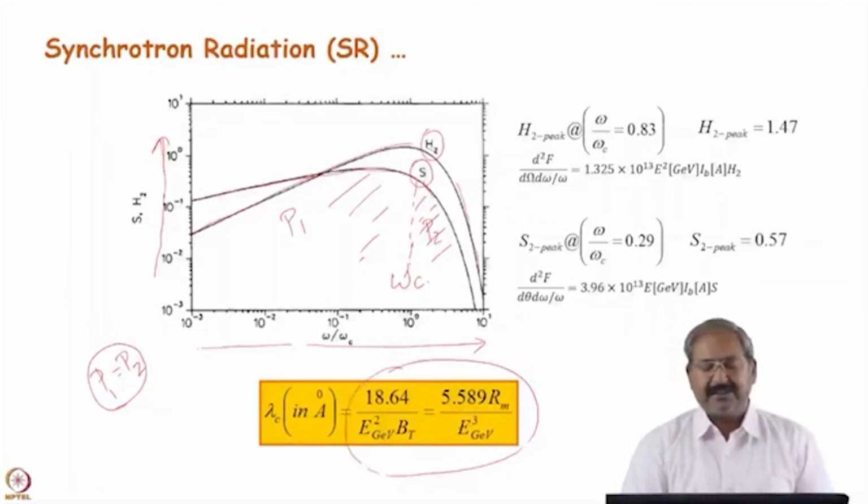Now you can see that if we increase the energy E of the electron beam, lambda C decreases. Means a higher energy accelerator emits harder X-rays, with shorter wavelengths. Suppose a 2.5 GeV accelerator is there, and in the same circumference, if we raise the energy to 4 GeV, then lambda C will be lowered. Means a shorter wavelength will be there, harder X-rays will be there.